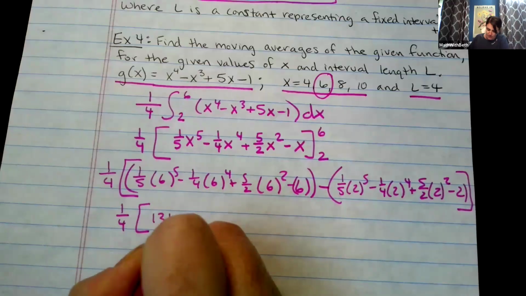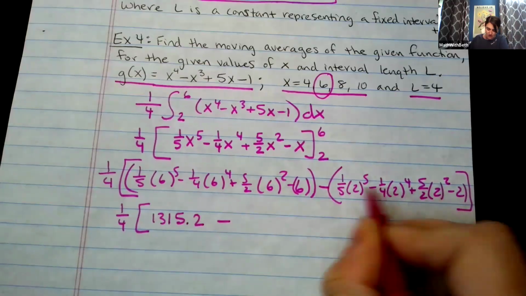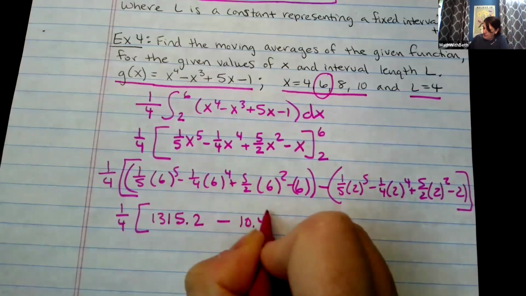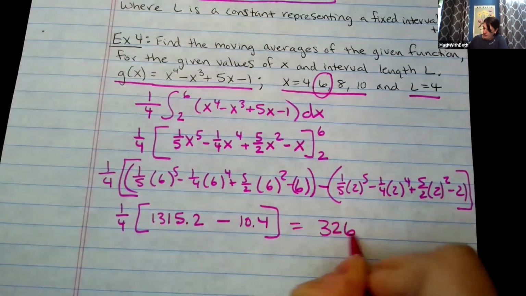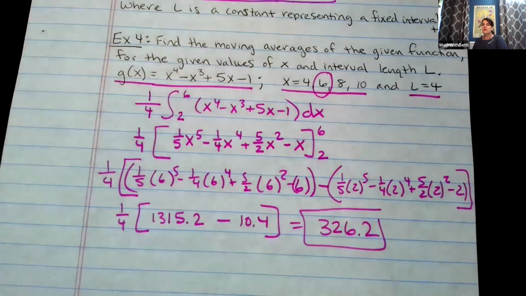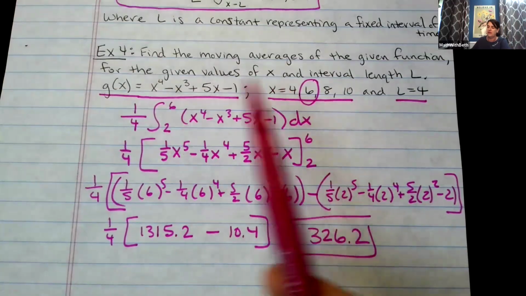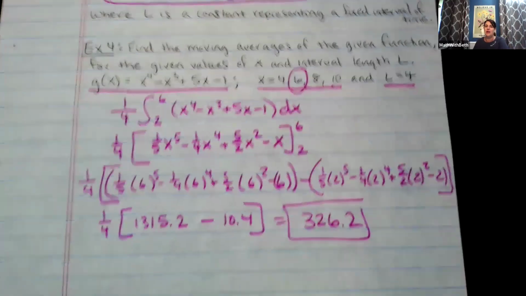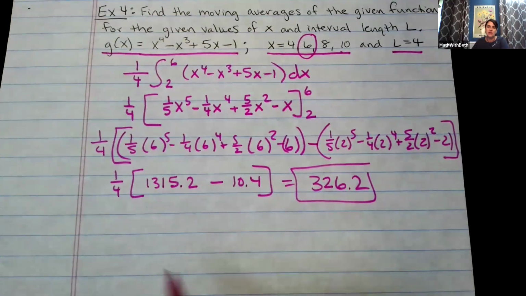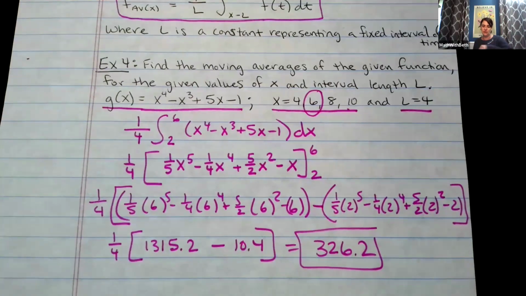So all of this would give me 1315.2. All of this turns into 10.4. So subtract and multiply by 1/4, and you would get this. So if you're really answering this question, you would have first done this with 4 being the x, then 6, then 8, then 10. So it would give you 4 different values. And you could even use those 4 values to kind of graph what pattern is happening for this problem. But I just wanted to give you one example of using this equation.